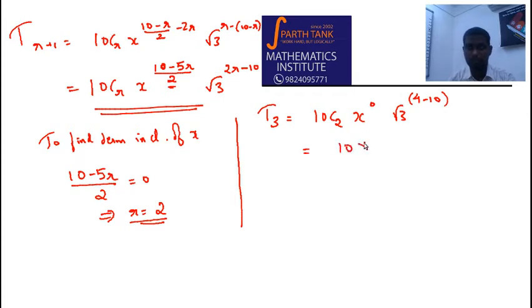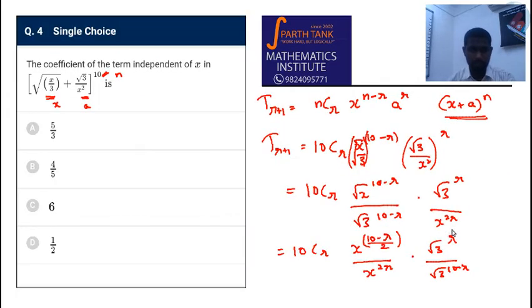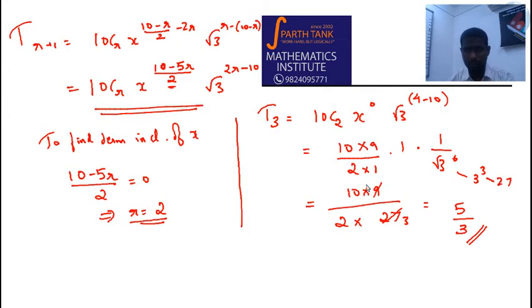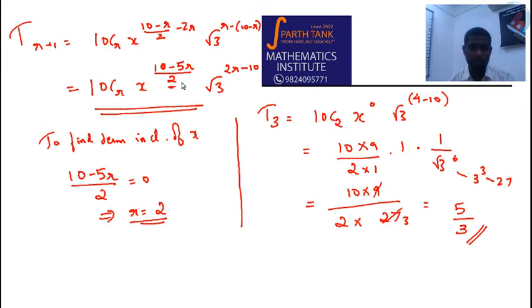10C2 is nothing but (10 into 9)/(2 into 1). X raised to 0 is 1. And this is root 3 raised to minus 6, which is 1 by root 3 raised to 6. And root 3 raised to 6 is 3 raised to 3, which is 27. So I can get 5 upon 3. So the option is 5 upon 3, right? Very simple. Simplify the term properly and then take the power of x to be equal to 0.